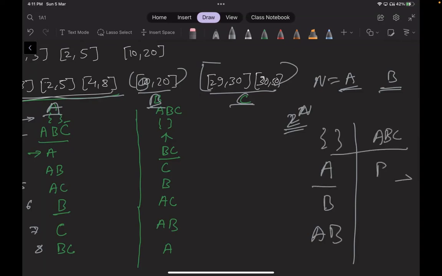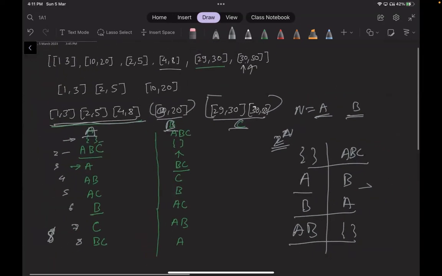Here we have B left, here we have A left, here we have empty left. The right side first one should be AB.